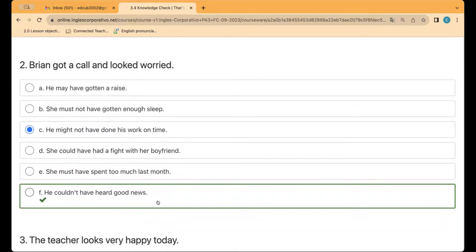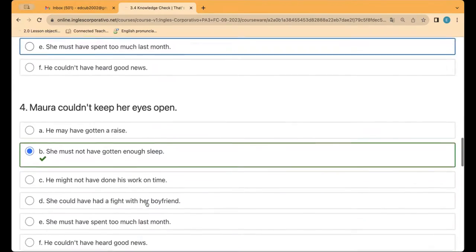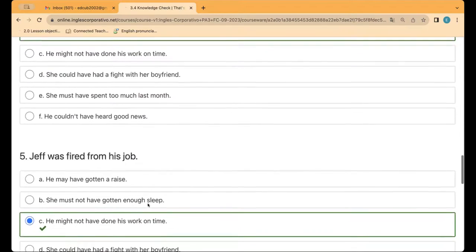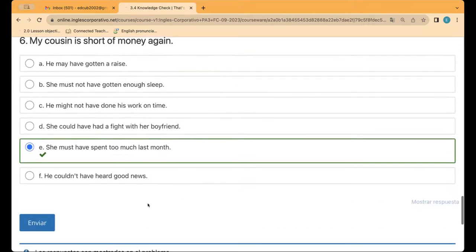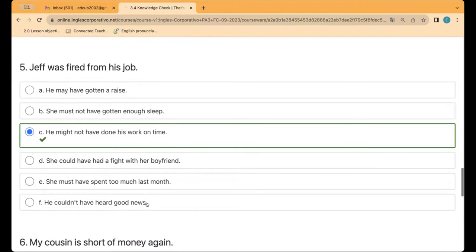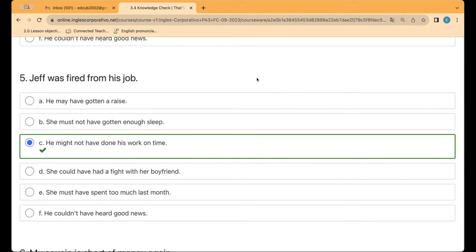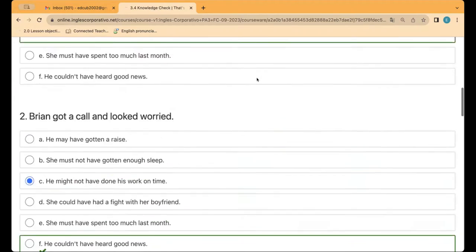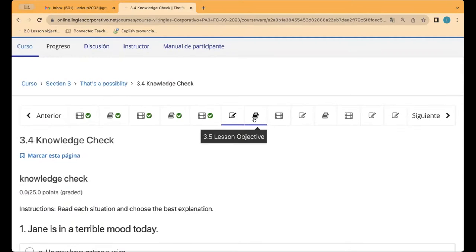Now, if he's at work, maybe it could have been C, but it's probably if you receive a phone call and you don't look happy, you look worried, it's probably bad news. That's the only one that was a little bit confusing, but the other ones, very good job, as you can see. Any questions? No questions. All right. Good.